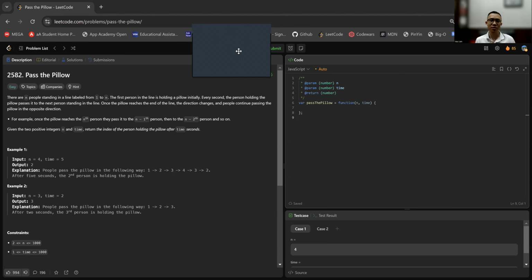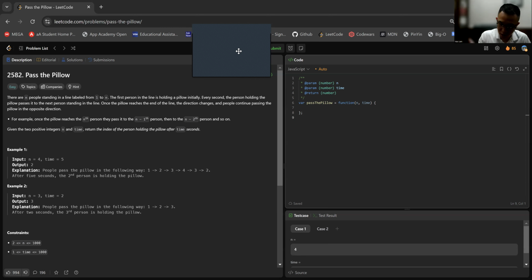So we have Pass the Pillow today. There are n people sitting in a line labeled from 1 to n. The first person in the line is holding a pillow initially, and every second the person holding the pillow passes it to the next person in the line. And if you reach the end, the direction changes and continues until the time reaches 0.